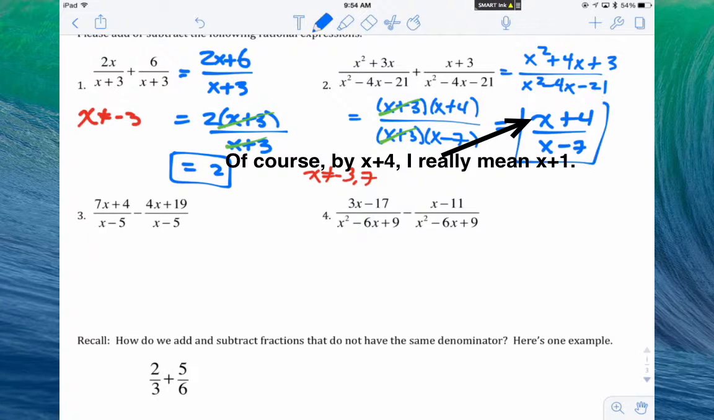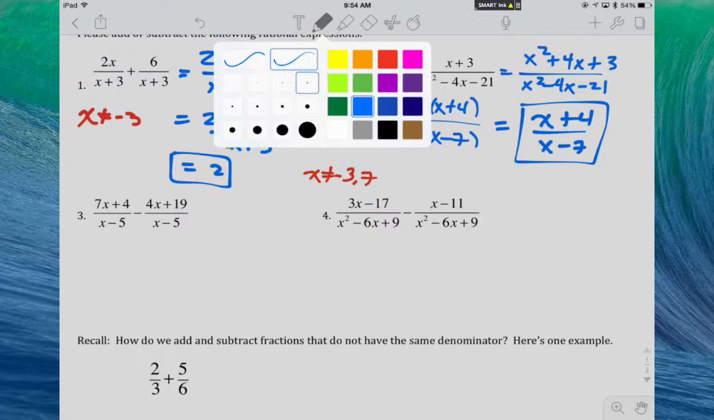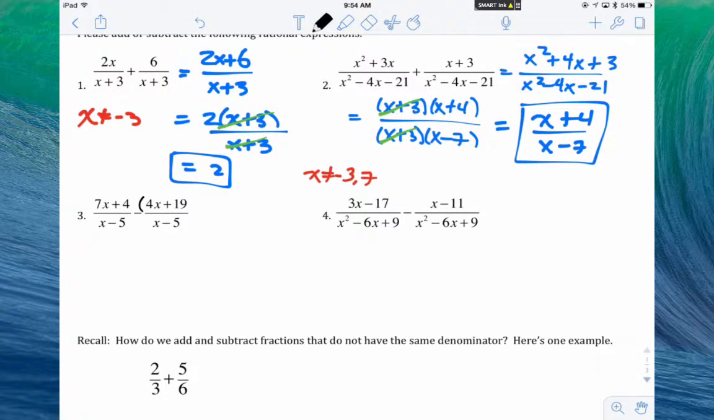So hopefully you get the hang of this. Let's just have you pause the video and quickly do these two examples on your own. I do want to make a note, especially with these subtraction problems, do be very aware. I might even go ahead and put in some small parentheses. Don't forget that you are subtracting the quantity of 4x plus 19. So you get negative 4x minus 19 when you subtract, or negative x plus 11 when you subtract here. So do be careful. All right, why don't you try these now?